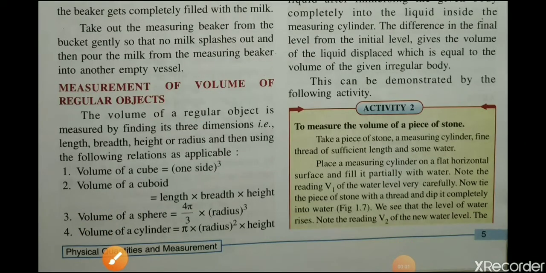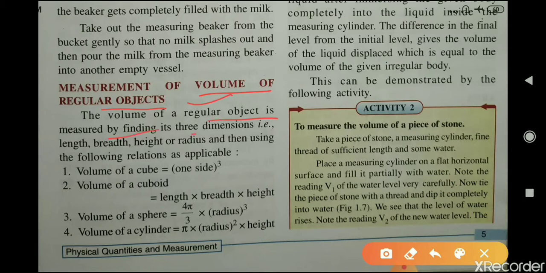Now, measurement of volume of regular objects. Means now we will see how we can find out the volume of regular objects. Volume of regular objects is measured by finding its three dimensions, that is length, breadth and height or radius, and then using the relations that are applicable.